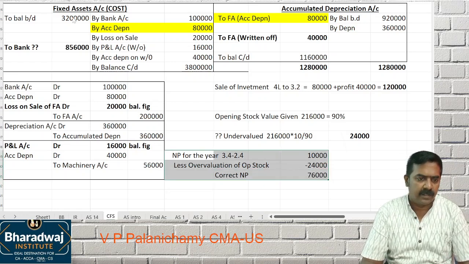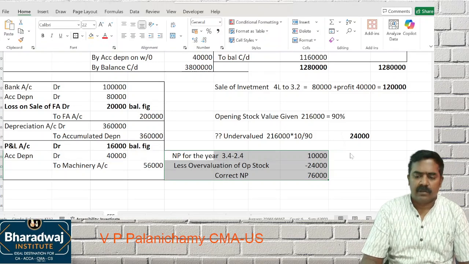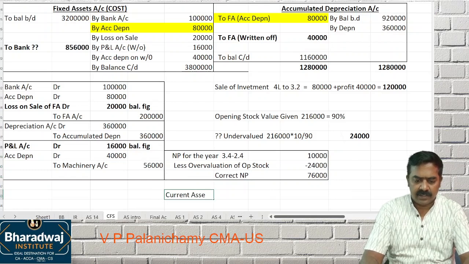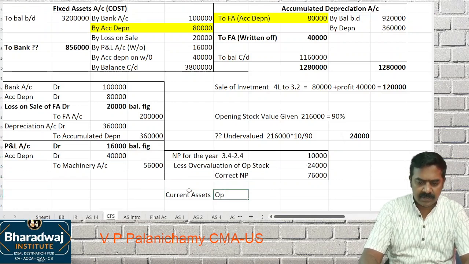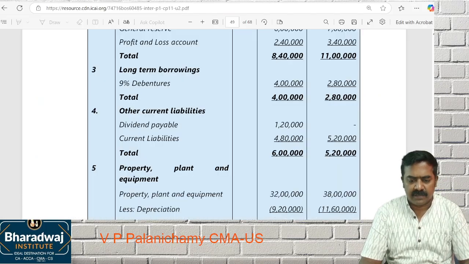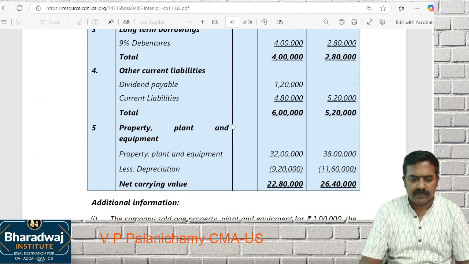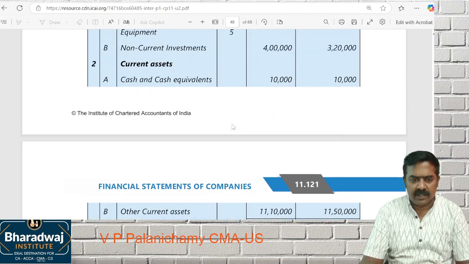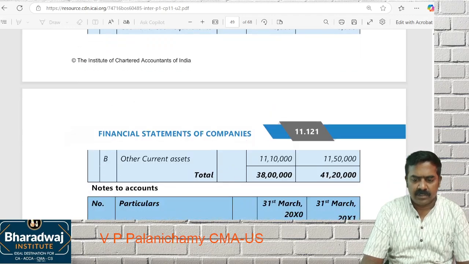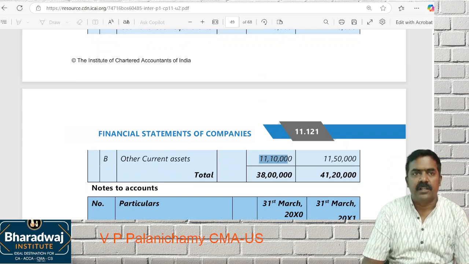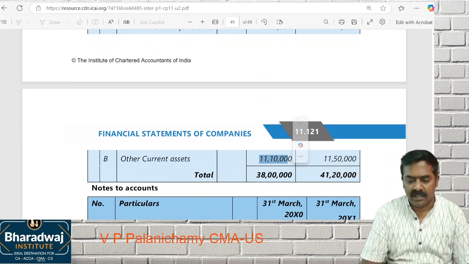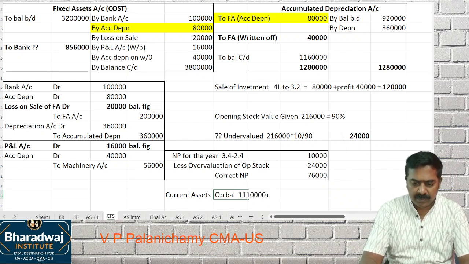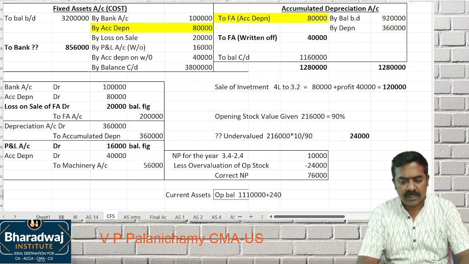This is the net profit adjustment. Then what will be the impact on current assets? Current assets opening balance: how much is given as current assets? Current assets include inventory. This 11 lakh 10,000 includes inventory, which is undervalued. So to 11 lakh 10,000 we have to add 24,000.